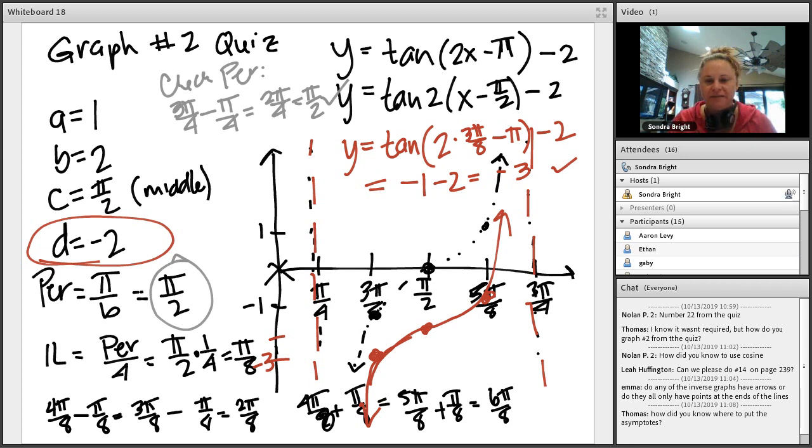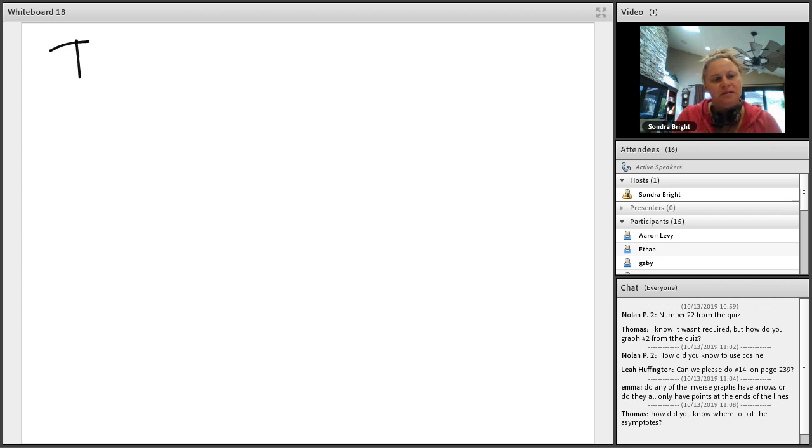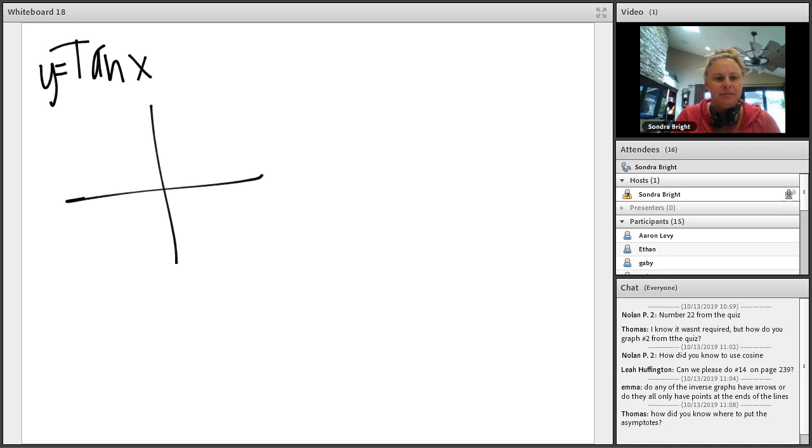So the quiz you didn't have to graph, but someone asked for me to graph it. How did I know where to put the asymptotes? Because that's a tangent graph. When you graph one period of tangent, y equals tangent of x, looks like bump, bump, bump, up and down through the curve.